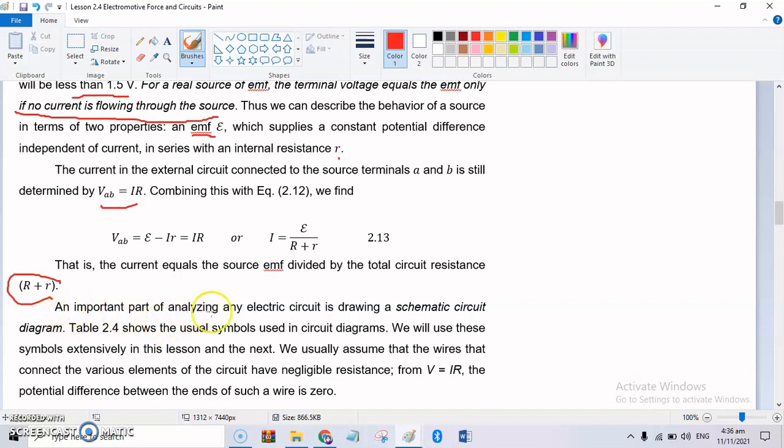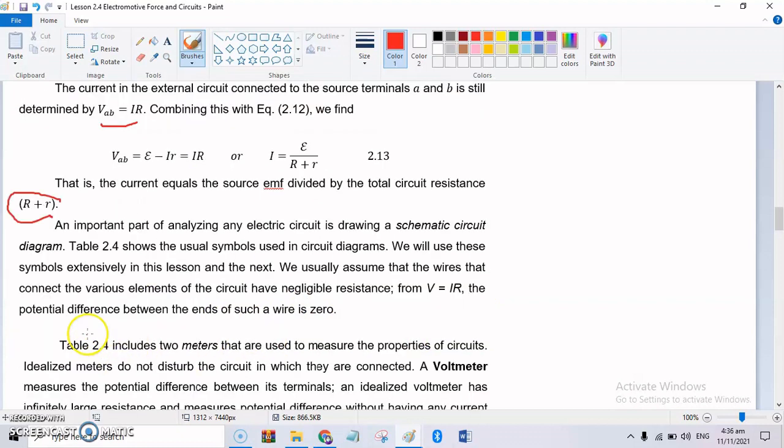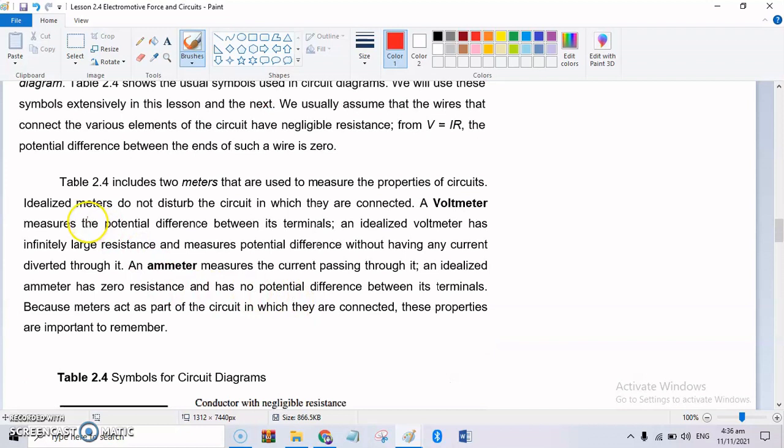An important part of analyzing any electric circuit is drawing a schematic circuit diagram. Table 2.4 shows the usual symbols used in circuit diagrams. We will use these symbols extensively in this lesson and the next. We usually assume that the wires that connect the various elements of a circuit have negligible resistance. From V is equal to IR, the potential difference between the ends of such a wire is 0.